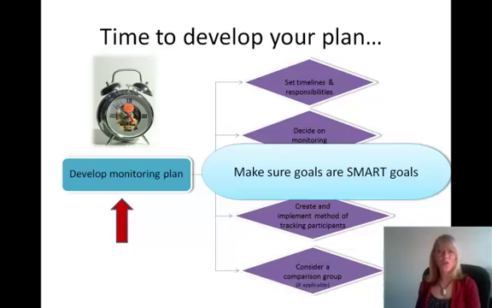The monitoring plan also allows you to make sure that you've written your goals as SMART goals. SMART goals are specific, measurable, attainable, results-oriented, and time-bound. We'll go into a little more detail on this in just a moment.